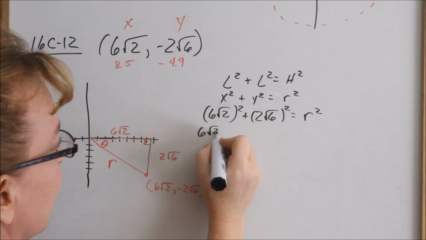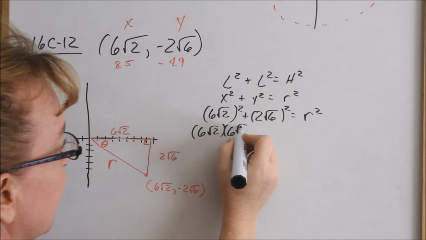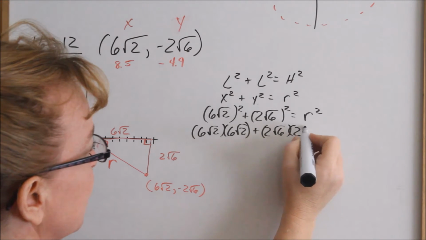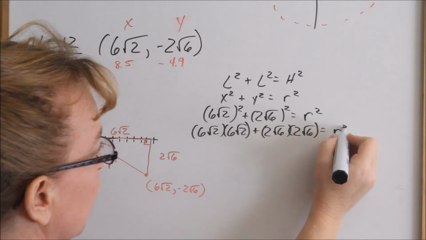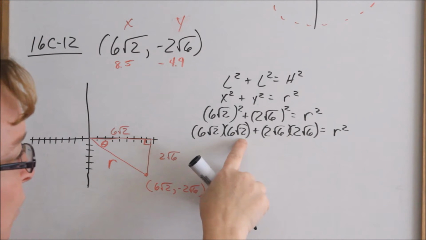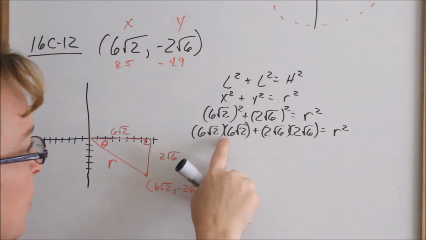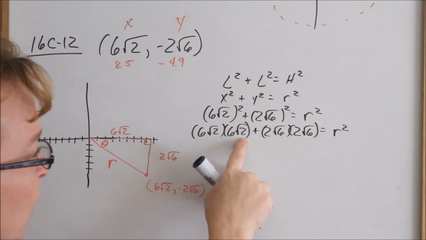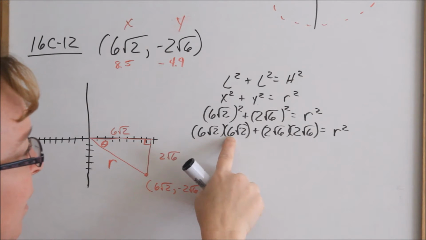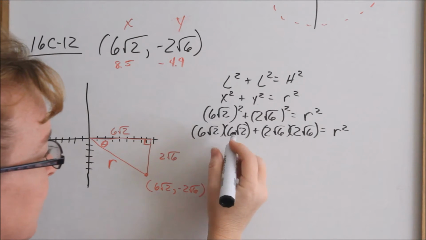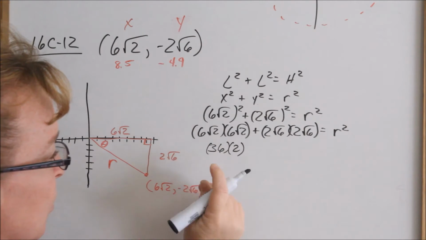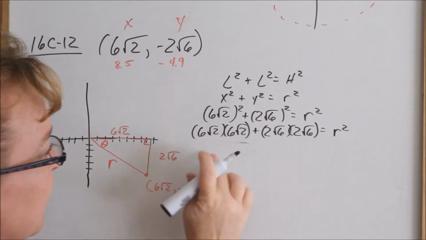I'll just write this out the long way. That's what that means. Plus 2 square root of 6 times 2 square root of 6 equals r squared. Numbers to numbers and radicals to radicals. Square root of 2 times square root of 2 is just 2, because square root of 2 times square root of 2 is square root of 4, and square root of 4 is 2. 6 times 6 is 36. And then 36 times 2 is, because basically what I had was 36 times 2. Well, that is 72.